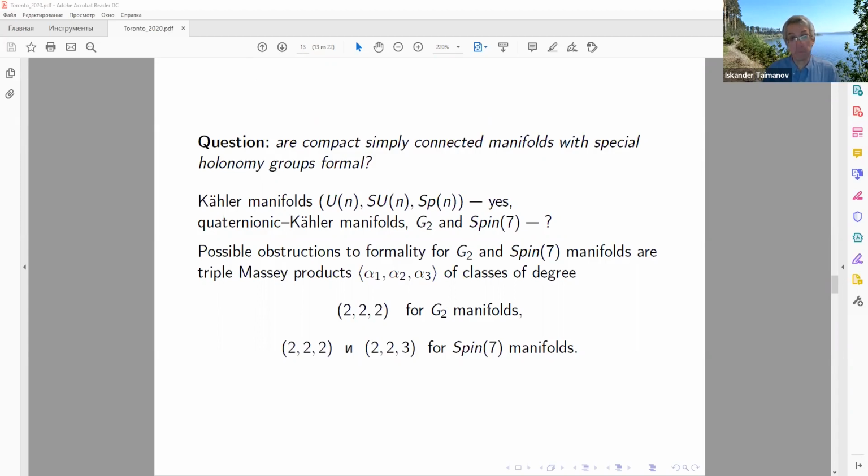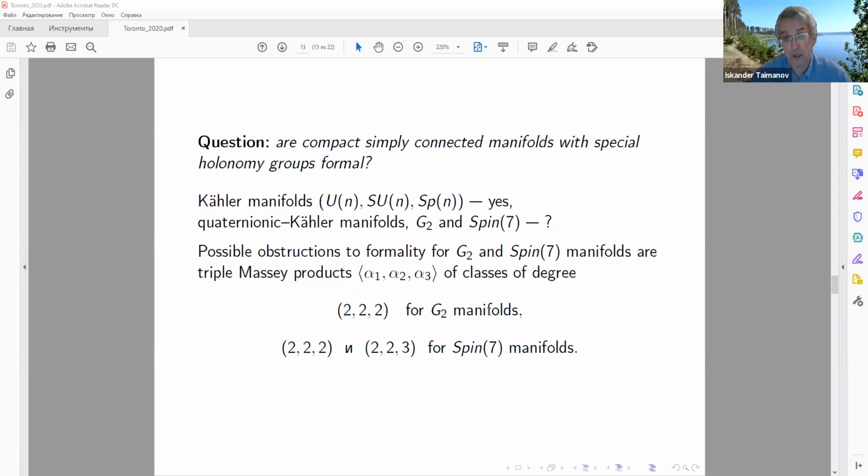Of course, it looks like there are no special reasons. The only thing is that Kähler manifolds are formal due to the Griffiths-Morgan-Sullivan theorem. Quaternion-Kähler manifolds are formal if the LeBrun-Salamon conjecture is true, and more people believe that it's true than that it's wrong. Even some false proofs of this conjecture have appeared, but it's difficult. The only cases are G2 and Spin(7), just on the brink of possible dimensions where manifolds could be non-formal, 7 and 8.